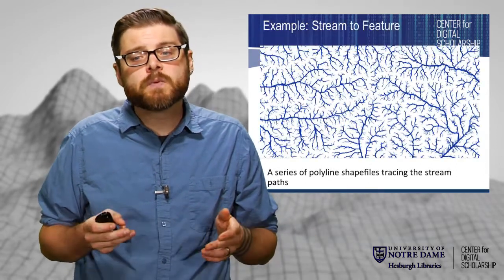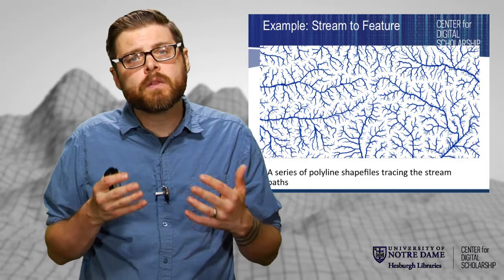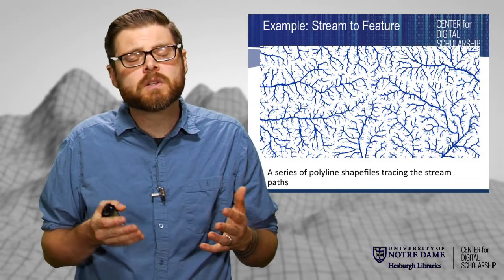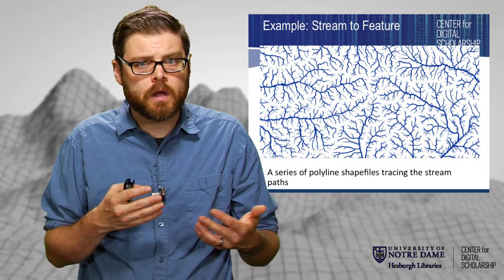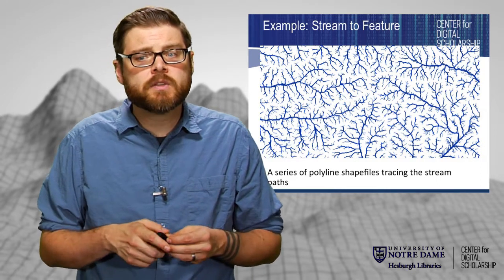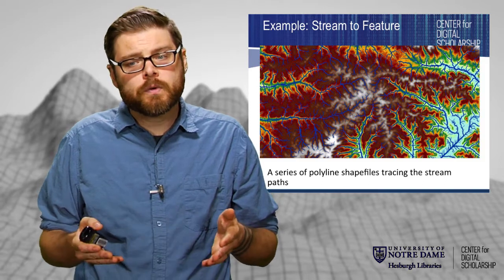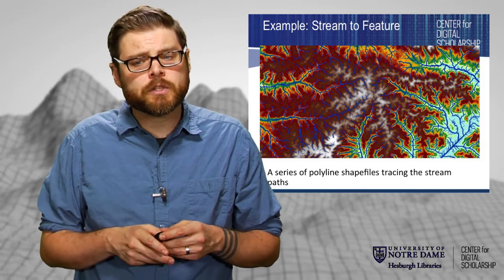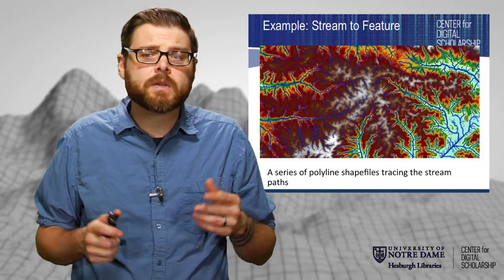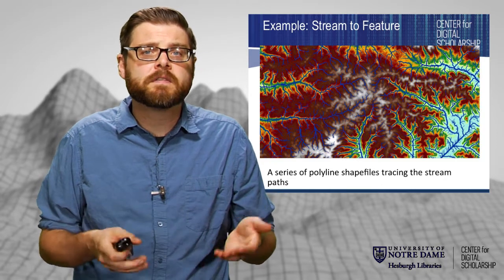So then once we've done this, we can code them, we can scale the width of the features based on the order, the ranking of the streams. And you see you get something very quickly that looks like a hydrological model. And to be true, if we overlay it on the raster, the DEM, you can see that it follows the topography very, very well.